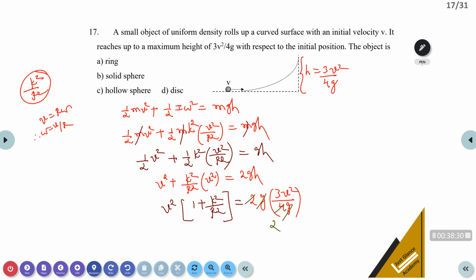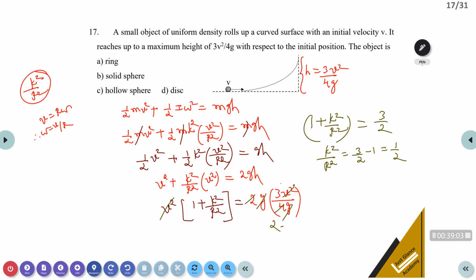That means, and this v square is what? Get cancelled. That means 1 plus k square divided by R square equals what? 3 by 2 is left. This is 3, this is 2. Now, k square divided by R square equals 3 by 2 minus 1, which equals 1 by 2.